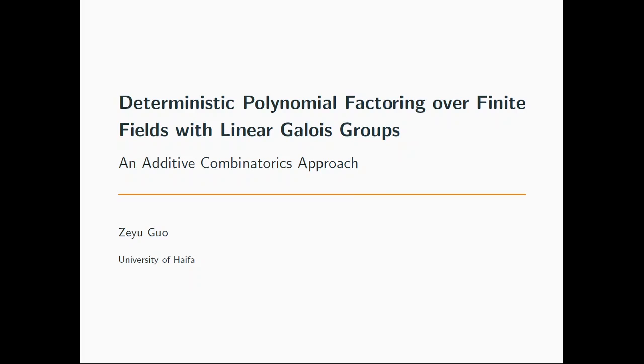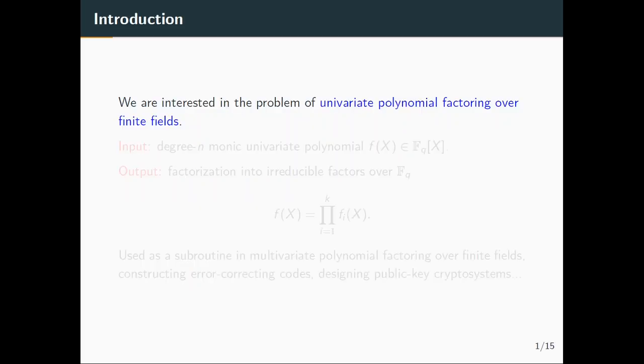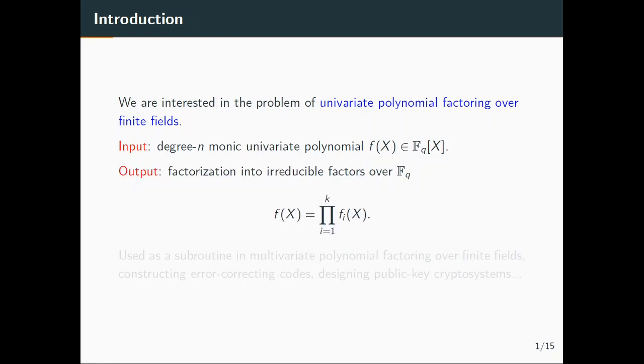So let's get started. We are interested in the problem of univariate polynomial factoring over finite fields. Here we are given a univariate polynomial f(x) defined over a finite field F_q, and by scaling, we may assume the polynomial f(x) is monic, meaning that its leading coefficient is 1, and let n be the degree of this polynomial. And we want to output the factorization of f(x) into irreducible factors over the finite field F_q.